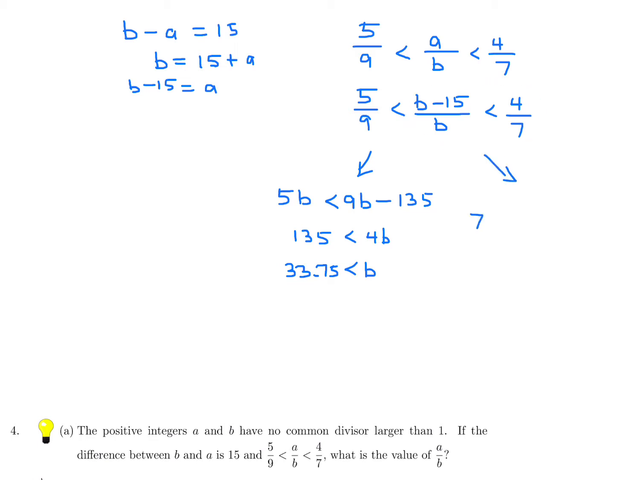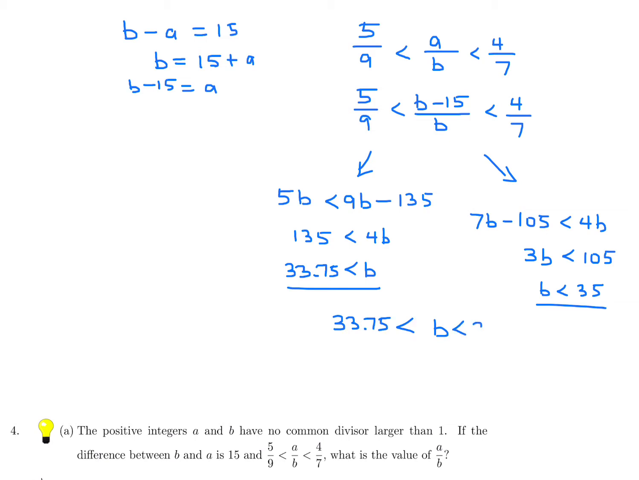Okay, now let's look at these two and see what we get. So cross multiply and get 7b minus 7 times 15, 105, less than 4b. So that means 105 on this side, 3b on this side, so b is less than 35. Okay, so combining these, b is greater than 33.75 and it's less than 35, and b is an integer. So that means the only possible value for b is 34.